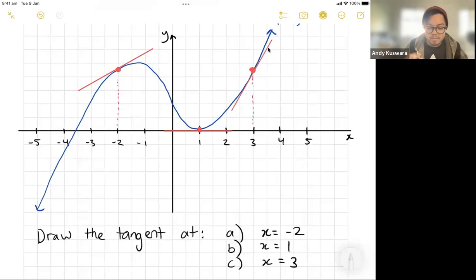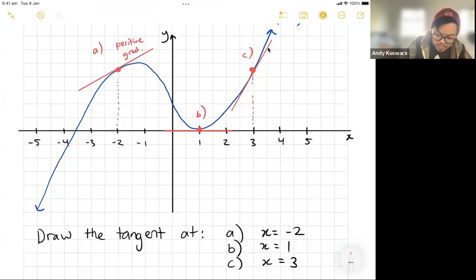Of course, you could probably draw them a little bit better than I have, but I hope that is enough for you to see what they are. I'm pretty sure that's A, pretty sure that's B, pretty sure that's C. That's drawing the tangent at different points. Now, what's important to note here is at certain points, we will have what we call a positive gradient.